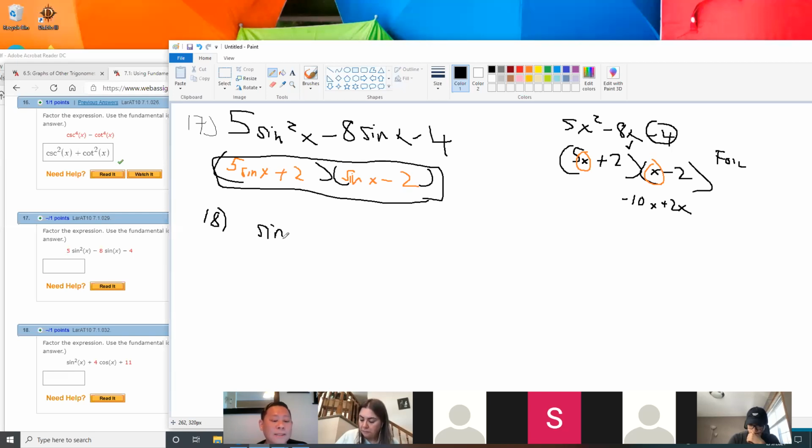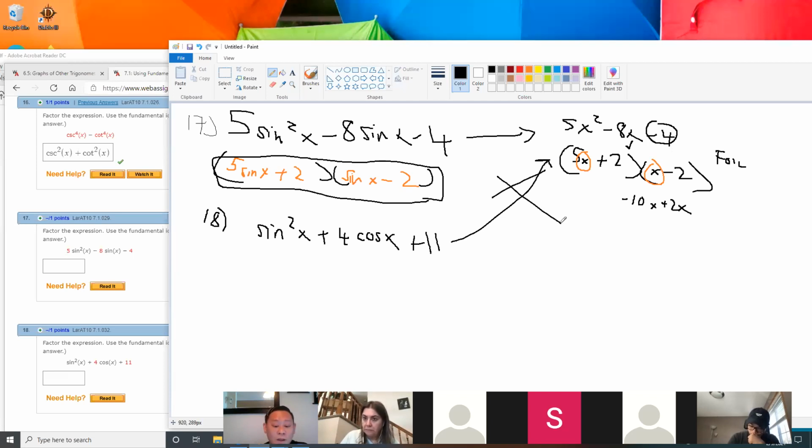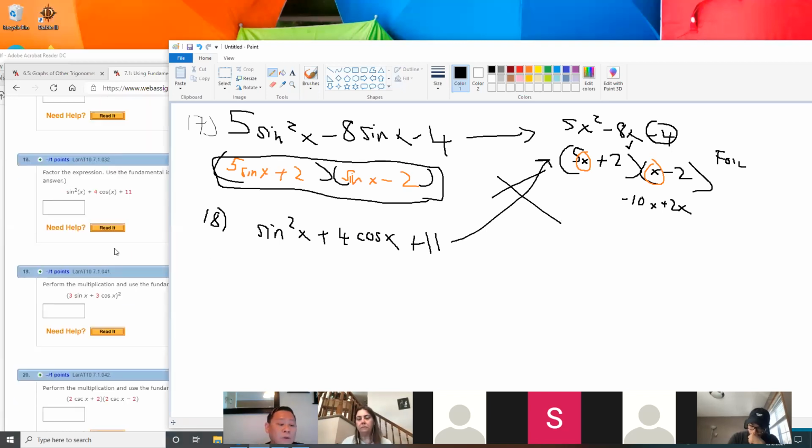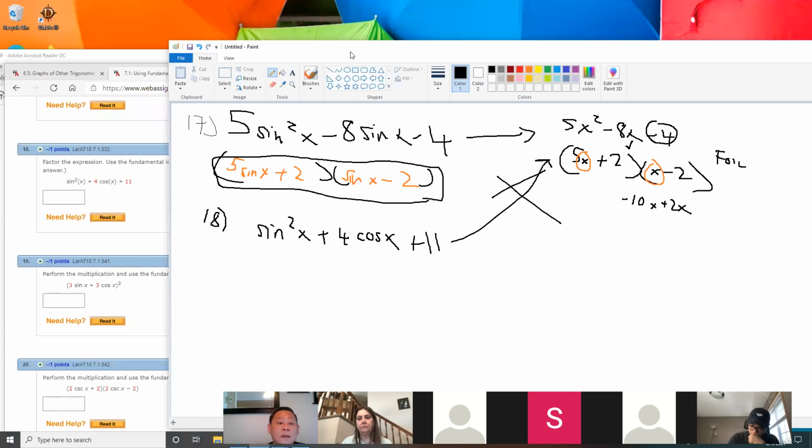Now, the difference between 17 and 18 is this. One of them has sine, and one of them is cos. So if it's a sine or cos, you can directly factor it. But what happens if you have one sine and one cos? Can you directly factor like this? The answer is no. So you have to change everything in terms of sine or everything in terms of cosine. So how do we do this case?